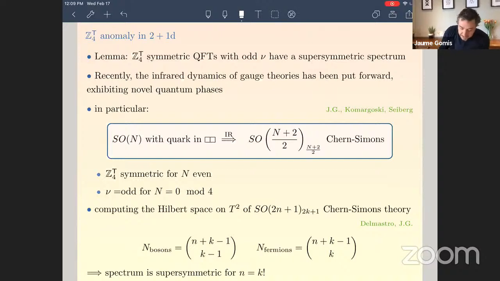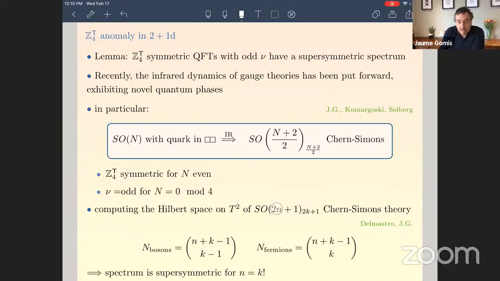Okay. So take an SO(N) gauge Yang-Mills theory with a quark in the rank 2 symmetric representation. Now this theory is time reversal symmetric if N is even, and it has an odd anomaly when N equals 0 mod 4. Now it was conjectured, by a series of complicated arguments including anomaly matching, that this theory in the deep infrared flows to this particular time reversal symmetric Chern-Simons theory. Now, since this theory has an odd anomaly, one of the things that has to be true is that the spectrum is supersymmetric. So one way you can go ahead and do, which we did with Diego in some other paper, is you can compute the Hilbert space on the torus of this particular time reversal symmetric Chern-Simons theory.